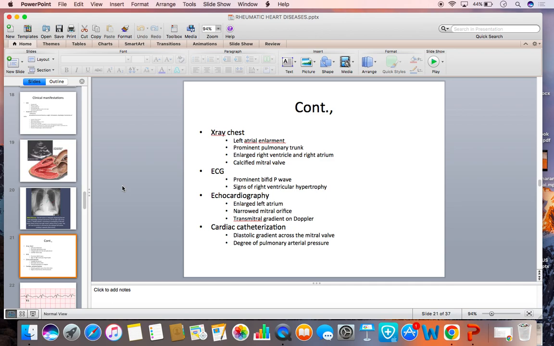Echocardiography shows left atrial enlargement, narrowed mitral valve orifice, okay, and you can observe the gradient across the mitral valve. Cardiac catheterization is usually not required for the diagnosis of mitral stenosis, but if done, there is a diastolic gradient across the mitral valve. Okay. Usually there is no gradient. If there is a gradient, it means there is stenosis in physiological terms, and there is a degree of pulmonary arterial pressure mounting up. Okay. These are the things you can see in cardiac catheterization.